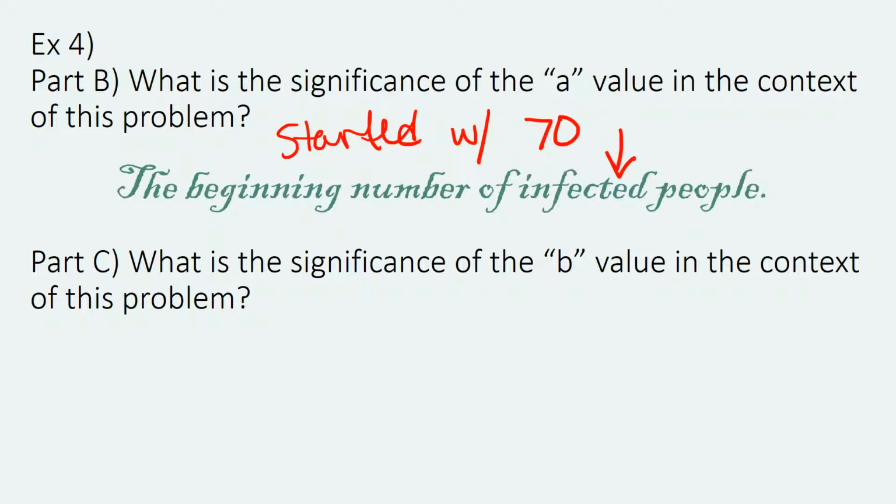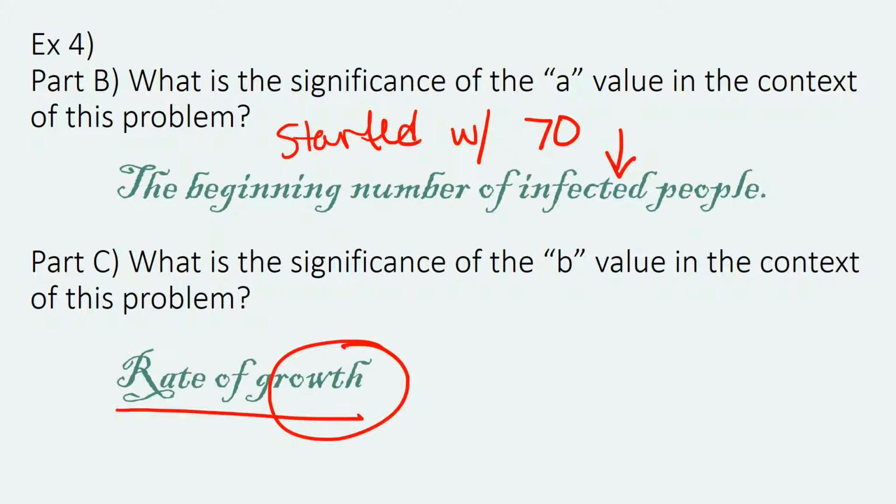Okay? And then part C, what is the significance of the B value in the context of this problem? My B value is always going to be my rate at which I'm, in this case, growing, but sometimes you can be declining. So like if we're talking about carbon dating as something that decays over time, my B value is going to be the rate at which it's declining. But for this, since our zombies are growing, my B in this problem is going to be the rate at which my zombies are growing.